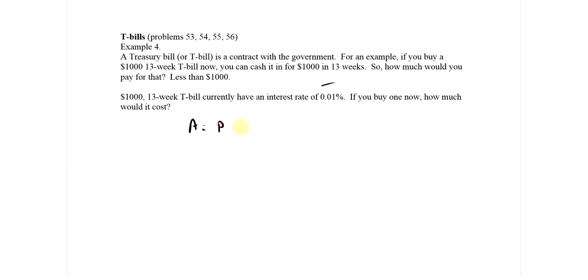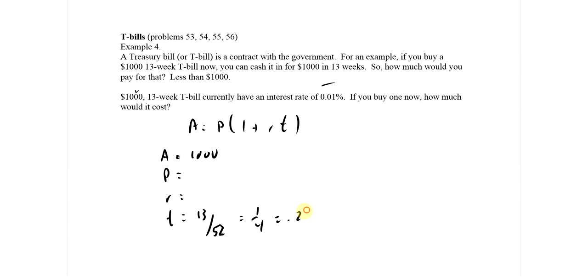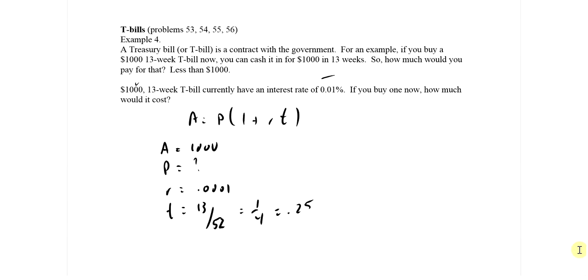A equals P(1 plus RT). So what they're saying then is, in 13 weeks, the government will pay you back $1,000. 13 out of 52 weeks, that's a fourth of a year, or 0.25. We don't know what P is, but they're telling us that the interest rate is 0.01%, which means R is actually 0.0001. So the rate of return of this is 0.0001. So how much would you pay for that if this is the rate of return you get?